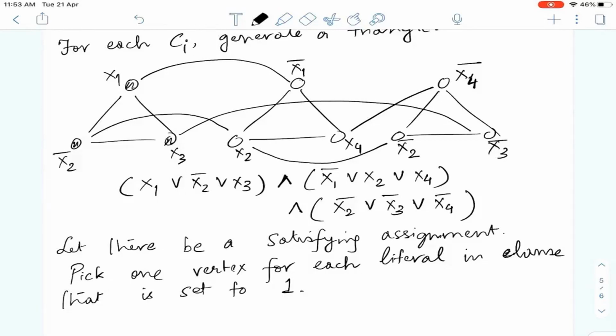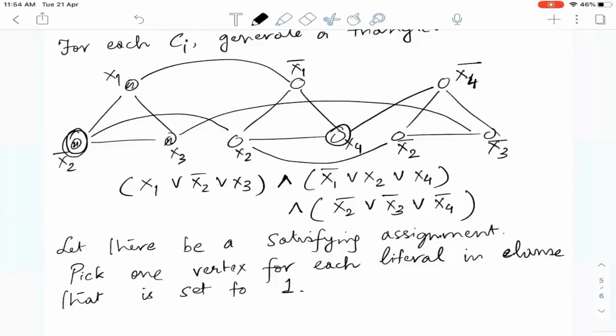Maybe next time we will see a more concrete example. Suppose your satisfying assignment has set x2 bar to 1, which means it has set x2 to 0. Then you will end up picking this vertex in your set. Similarly, you go to the next one and find that x4 has been set to 1, so you pick this vertex. Similarly, you go to C3, look at which one has been set to 1, and pick the corresponding vertex.